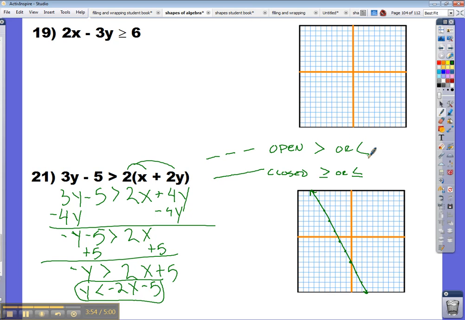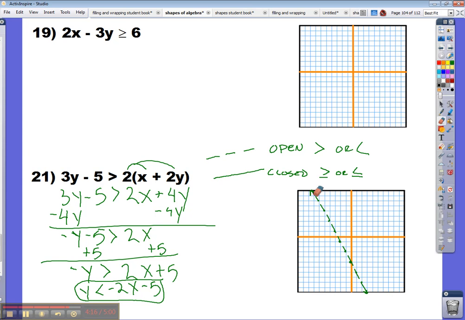So looking at my symbol here, y cannot equal negative 2x minus 5, which means I have to have an open line. And the easiest way to do this is just to take your eraser and turn your solid line into a dashed line. And there we have a nice little dashed line.